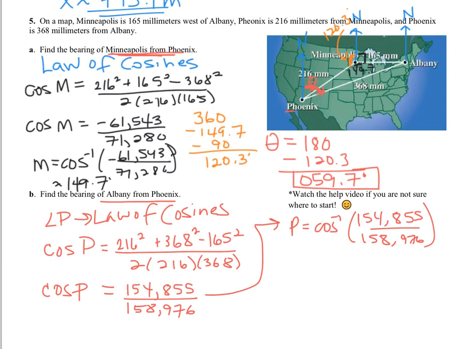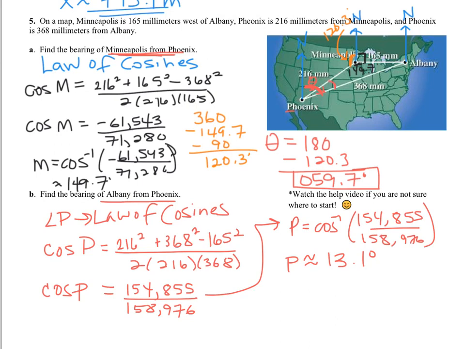We get a pretty small answer, and that should seem reasonable because the side length opposite angle P is the smallest side. But this is kind of a tiny angle. We get approximately 13.1. That's just for that little angle on the inside.